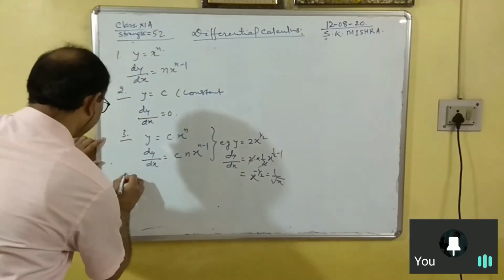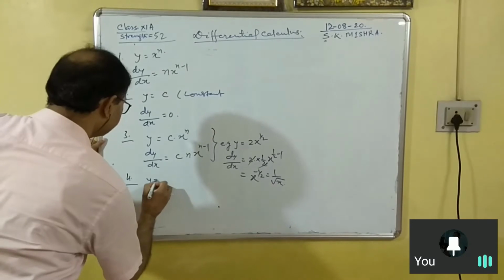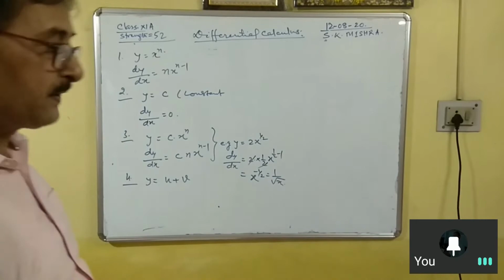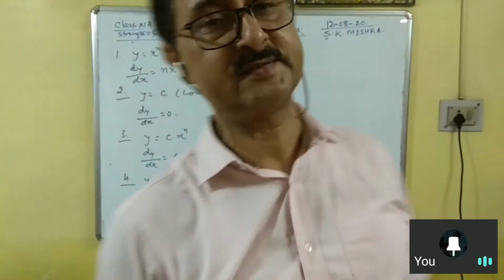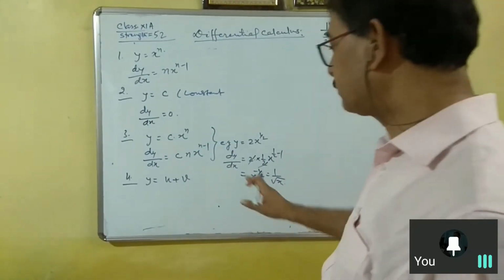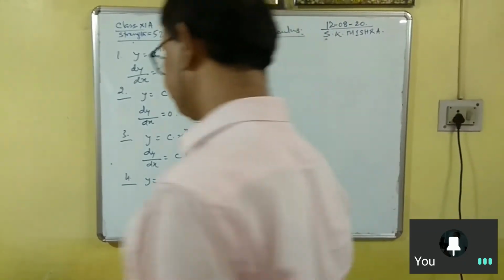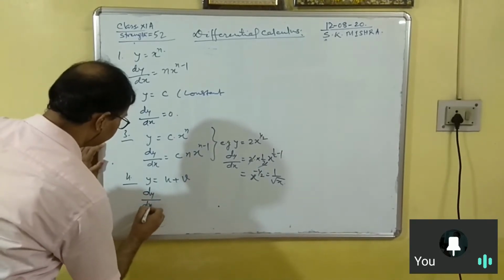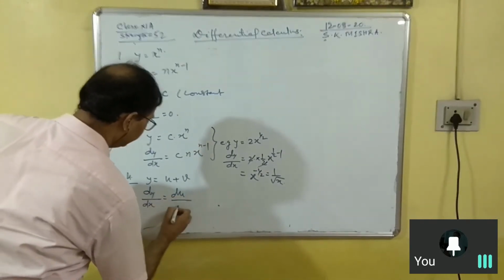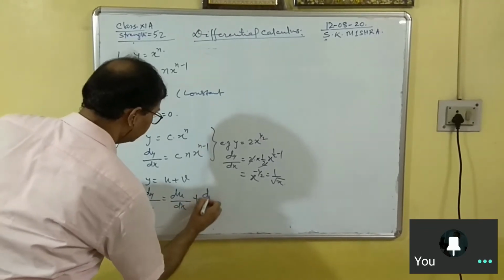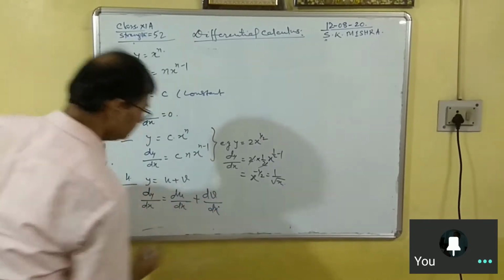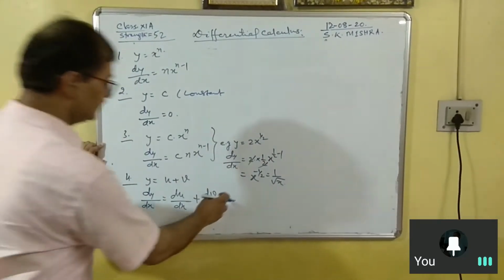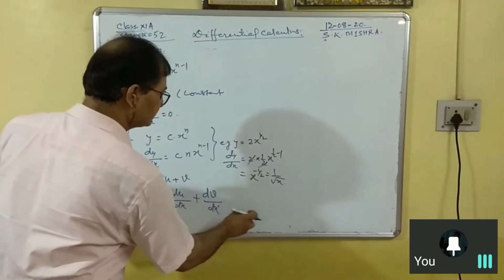Now the fourth one: if y is equal to u plus v, where u is a function of x and v is a function of x. So the sum of two functions is equal to a function y. Then dy by dx is equal to du by dx plus dv by dx. You may have n terms, accordingly plus dw by dx plus and so on.